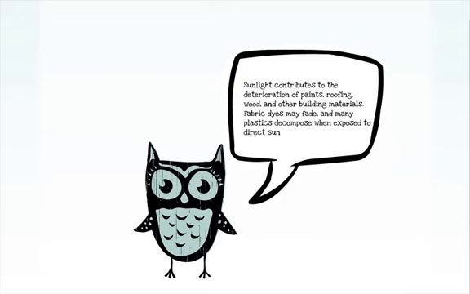The sun does not always provide us with good things, though. It also contributes to the deterioration of paints, roofing, wood, and other building materials. Fabric dyes can fade, plastics can decompose. Interior designers really need to plan for this when space planning and selecting materials.